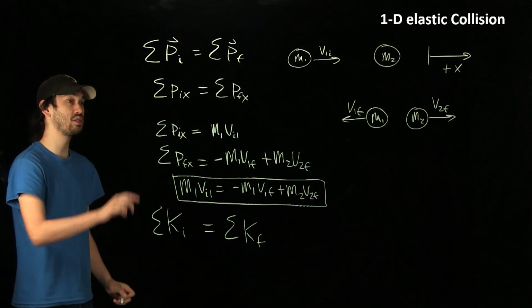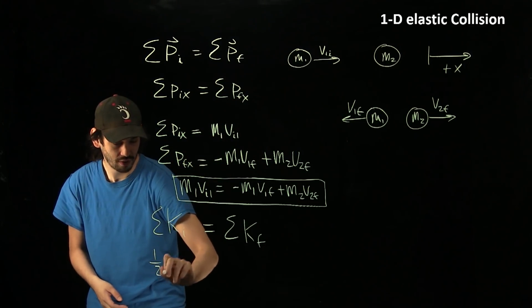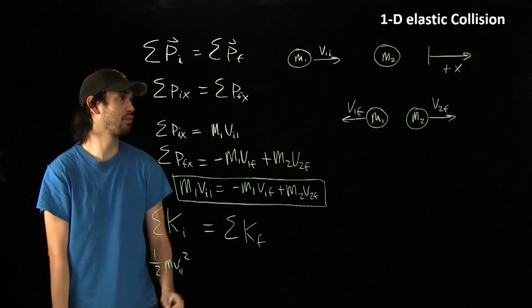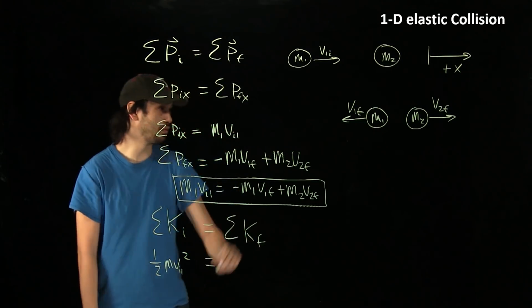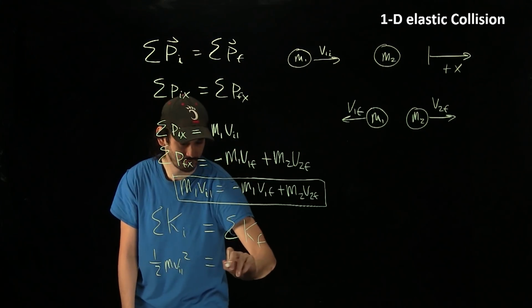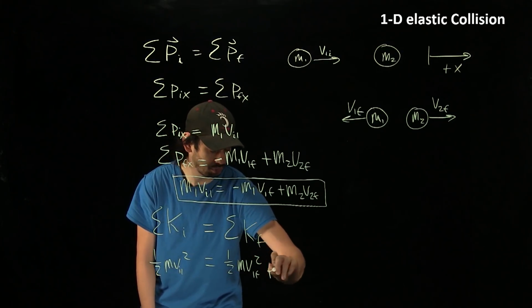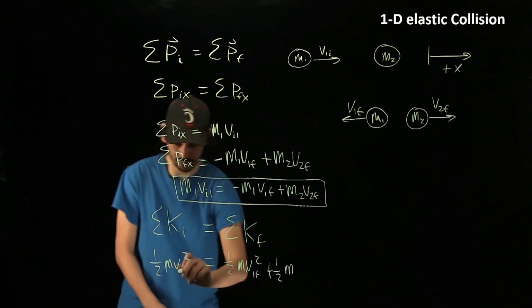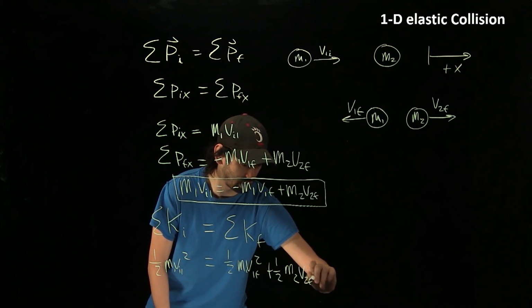So when we do this, we can say that the kinetic energy in the initial state is going to be 1/2 m v_i1 squared. The sum of the kinetic energy in the final state is going to be 1/2 m v_1f squared plus 1/2 m, and this is m1. This one is also an m1. This is an m2 v_2f squared.